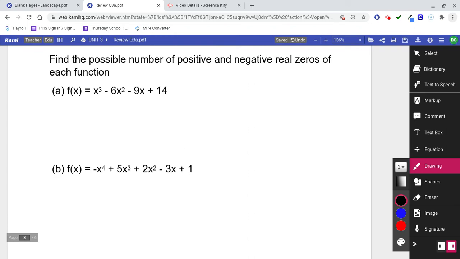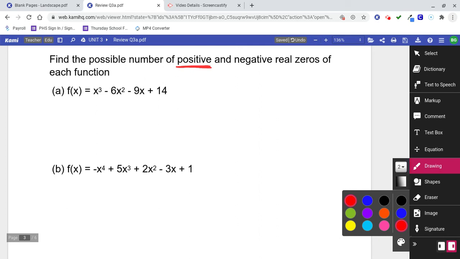Okay, now here's something that I don't think you're very good at. It's not very hard, but I don't think we've seen enough examples. So make sure you're sharp, make sure you're paying attention to this. Find the possible number of positive and negative real zeros of each function. So let's talk about positives first. This is Descartes' rule of signs.